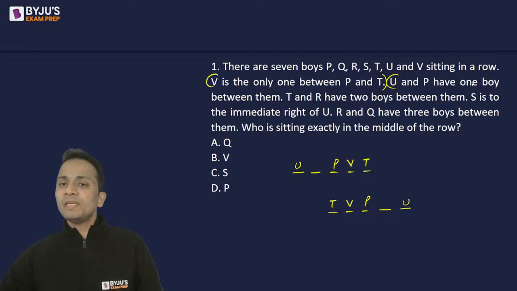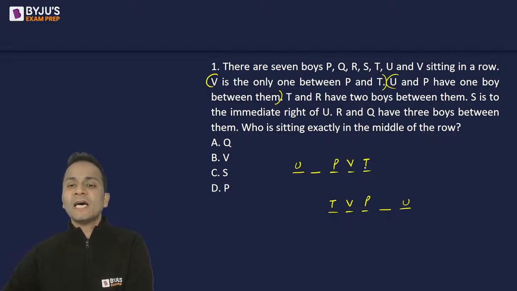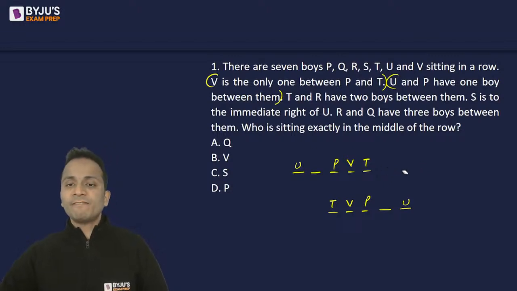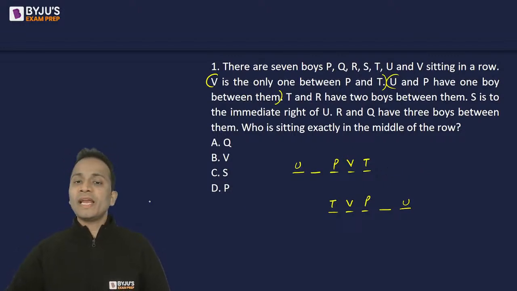Okay, so U and P have one boy between them. This statement is done. T and R have two boys between them. Now, if in the first case I assume that R is on the right hand side of T, so T and R will have two boys between them. Now if we count the number of chairs, 1, 2, 3, 4, 5, 6, 7, 8, it will result in 8 chairs, but we have 7 boys only. So I can say that in the first arrangement, R cannot be on the right of T.